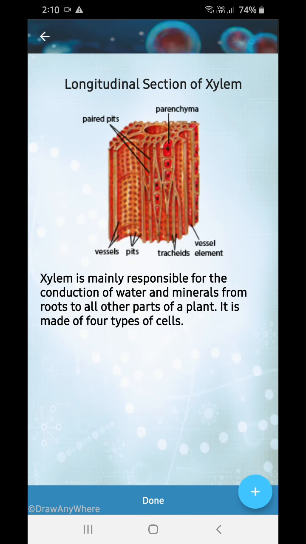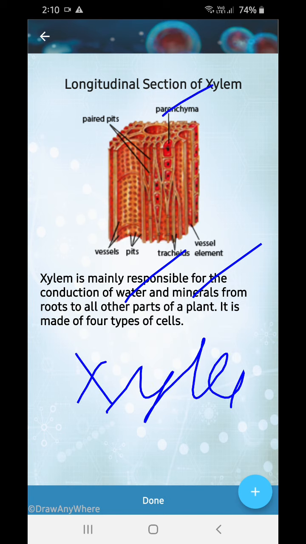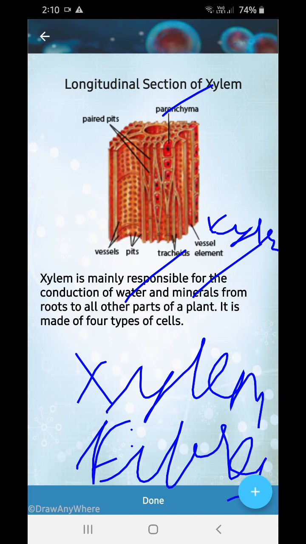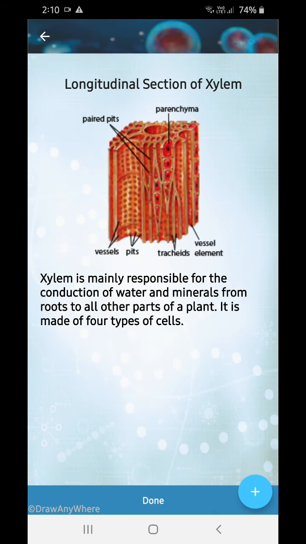Okay. Now see. Xylem is mainly responsible for conduction of water and minerals from the roots to other parts of the body. They are made up of 4 types of cells. They are xylem parenchyma, xylem fibers. You know the xylem spelling I am writing. Xylem fibers. Xylem vessels. Xylem, just write down over here. Xylem tracheids. Okay, these pits are not required. Paired pits and pits are not required. Okay, so you'll understand, right?